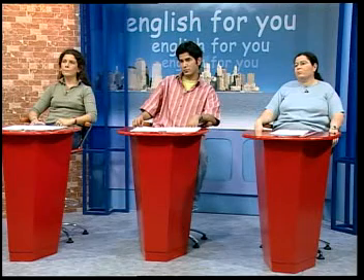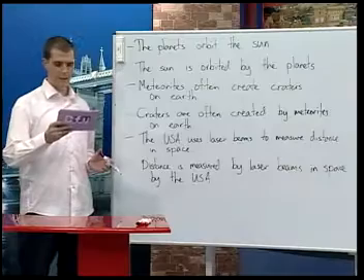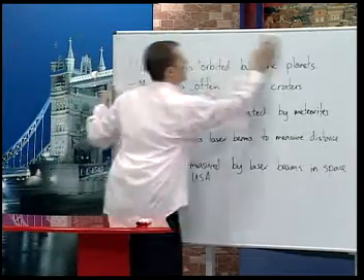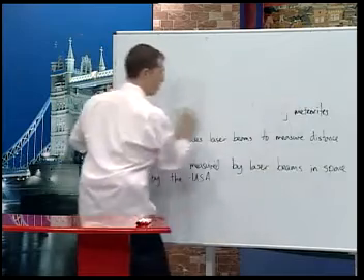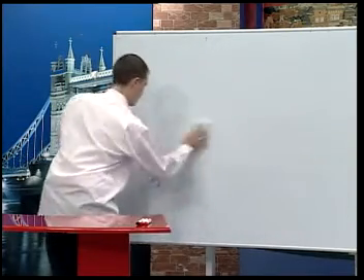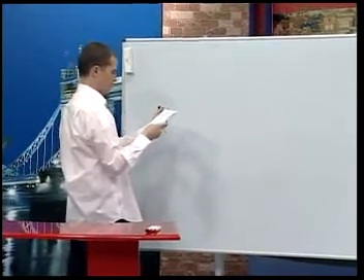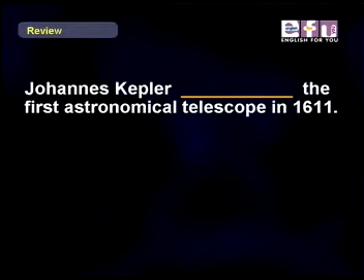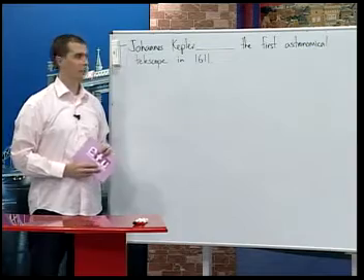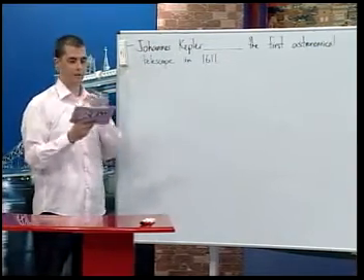Very good, thank you. Now let's do an exercise with the passive voice using the simple past. So I'll write you a sentence and I'll leave a blank, and then I want you to make for me the passive sentence. So I'll write you an active sentence with a gap, and you give me the passive sentence. Monica, here's your one. Johannes Kepler, something, the first astronomical telescope in 1611. A long time ago now. Now you have to change it to the passive. Okay, that's not difficult. The first astronomical telescope was invented by Johannes Kepler in 1611.